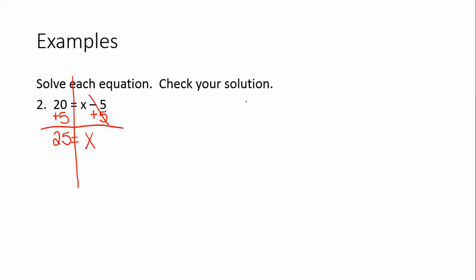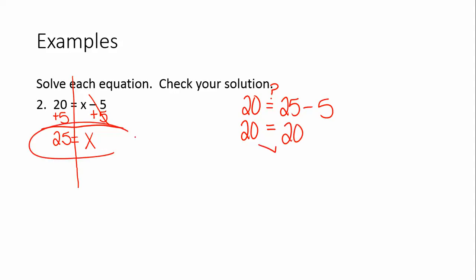We want to check our solution, so we're going to rewrite the equation substituting in the 25 for x. And this is kind of like a question. You're asking yourself, is 20 equal to 25 minus 5? And if you simplify the right-hand side, you get that 20 equals 20. So I'm just checking off that my answer is correct.